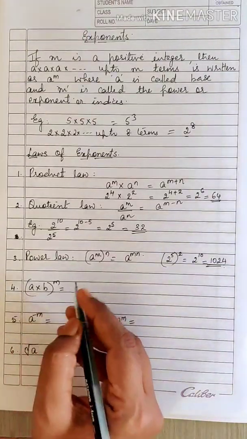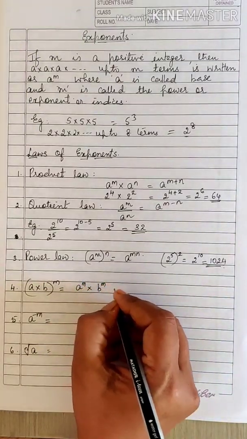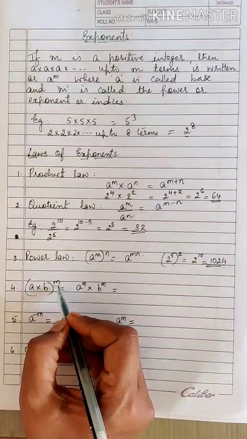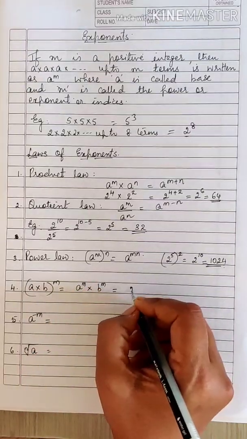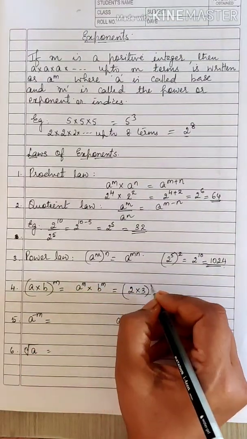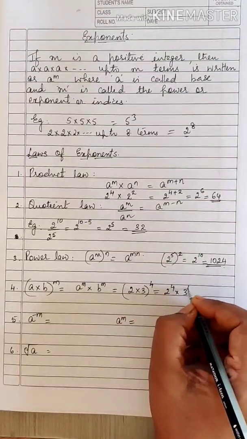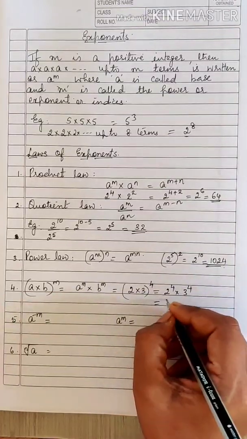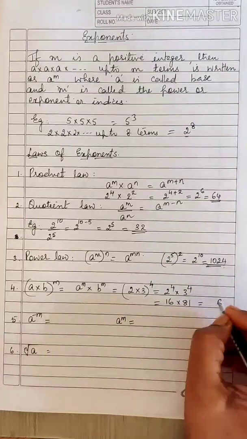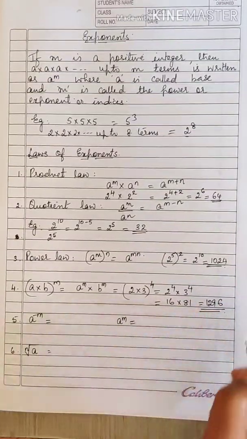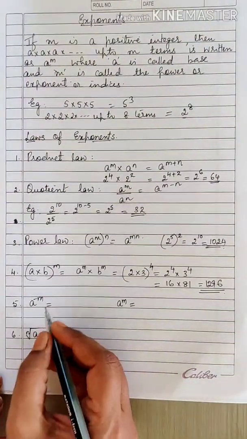a into b, all to the power of m, will be equal to a to the power of m into b to the power of m. That means this power m belongs to both the terms which are there in the bracket. 2 into 3, all to the power of 4, will be equal to 2 to the power of 4 into 3 to the power of 4, which will be equal to 16 into 81, which is 1296.